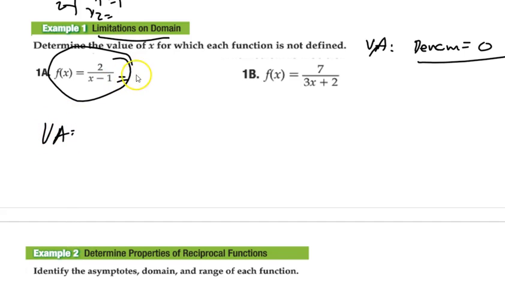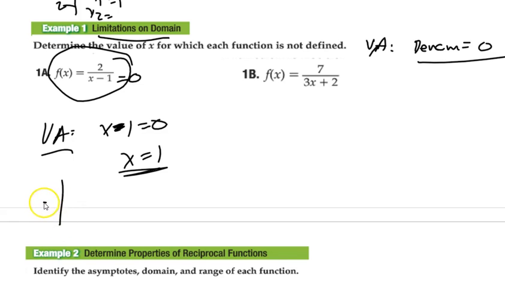I'm going to set the denominator equal to 0. So x minus 1 equals 0. X equals 1 is my limitation of the domain. We can't divide by 0, so let's make the denominator 0. So when x is 1, my denominator is 0, and that's also my vertical asymptote. So this graph would have a vertical asymptote at 1.